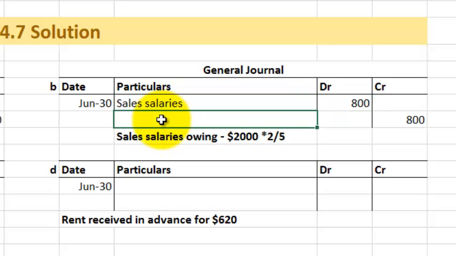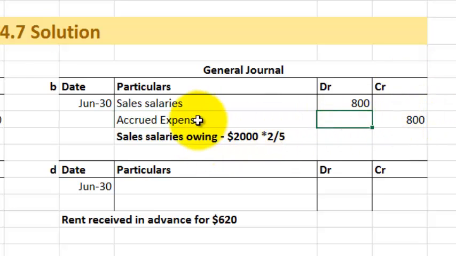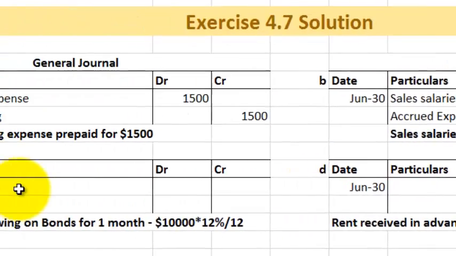The corresponding account here is that we owe it, very similar to the previous example where it's accrued expense. So let's type that in, and that's how much we owe as of balance day. Alright, let's keep moving to part C.